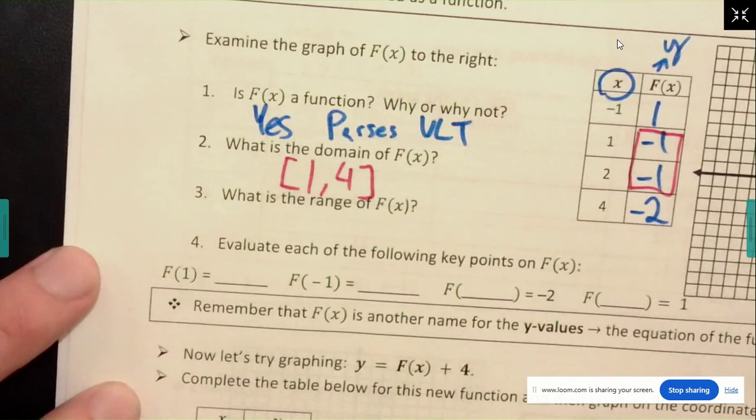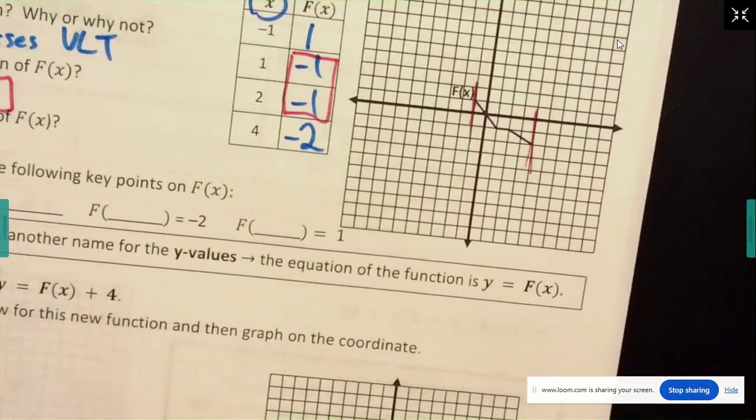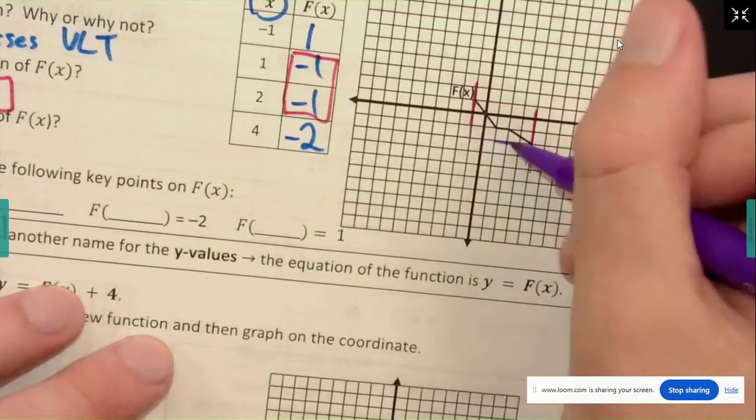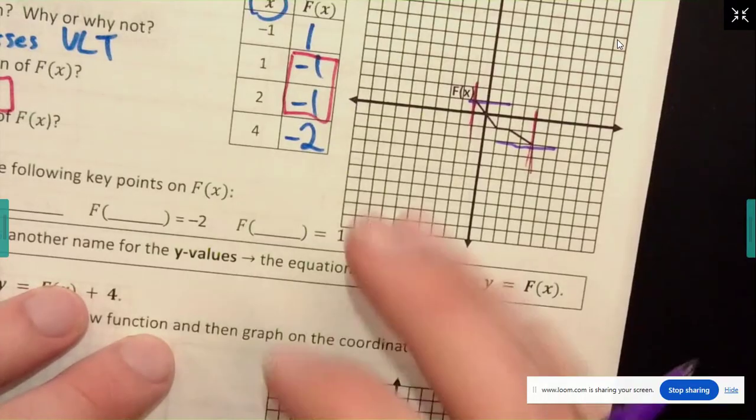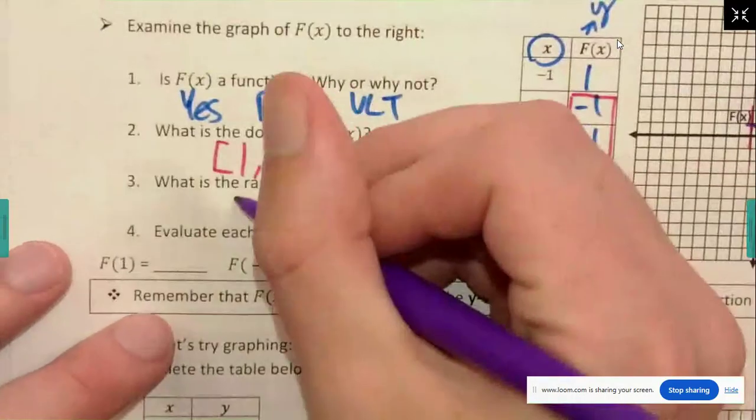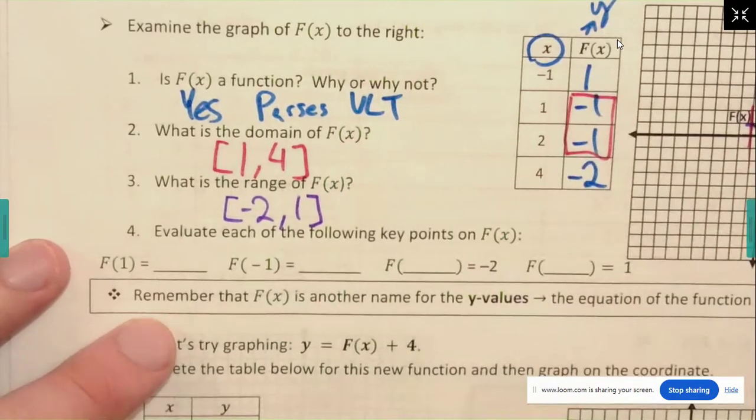Well, what's the range? Let's go back here. And let me use a different color. So the range, my lowest y value is -2. My highest y value is 1. So we got to put them in order. So it goes from -2 to 1. Okay, so we got some of these questions down here.